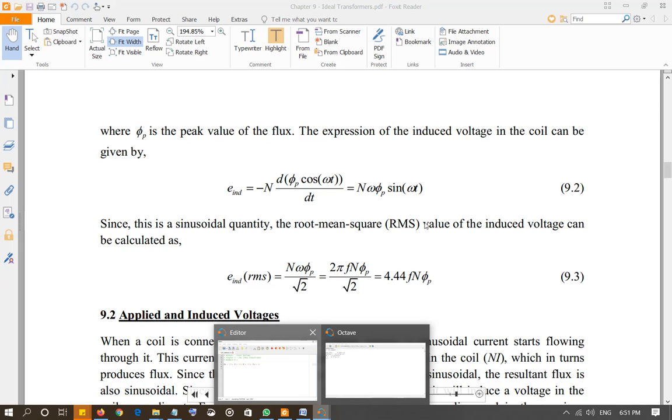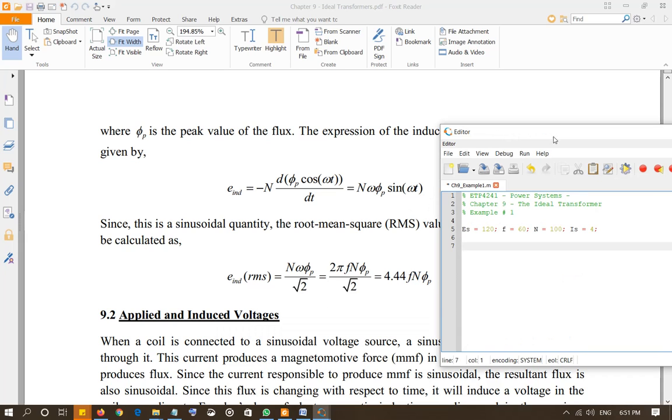Okay, let's go to the editor. So I have, let's say, peak flux equals ES over 4.44 times F times N. That's my peak flux.